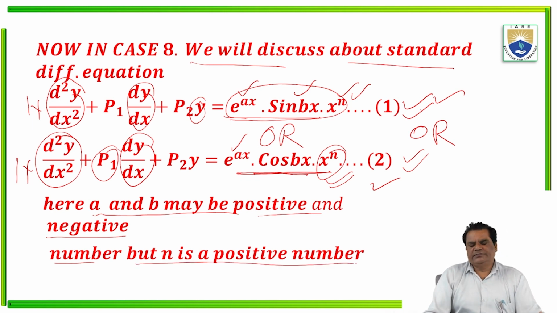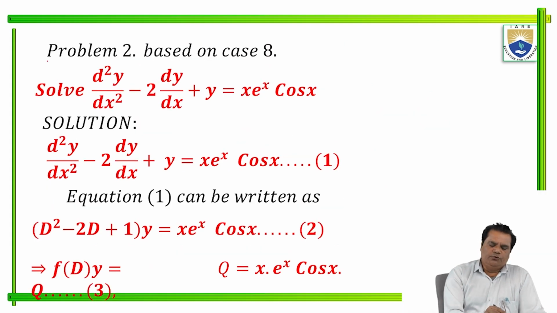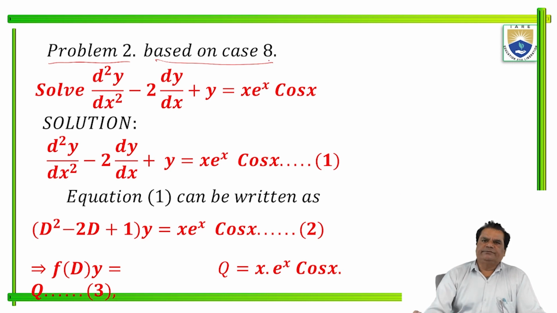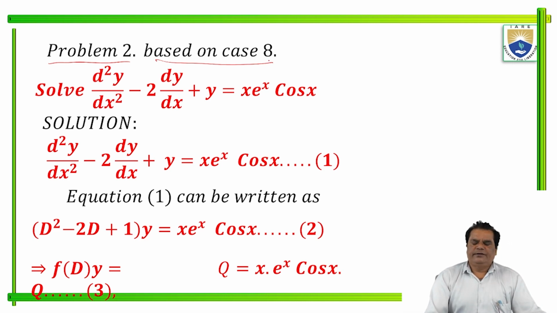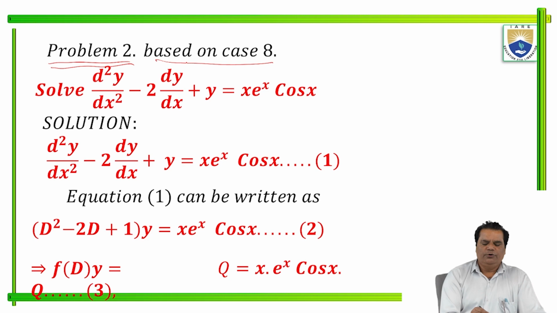In an algebraic function, it means the power of x: x square, x cube, x to the power 4. So the power of x must always be positive. So problem 2 is based on case 8. Here the main target is solving some problems on case 8, so we want to solve this problem 2 based on case 8.